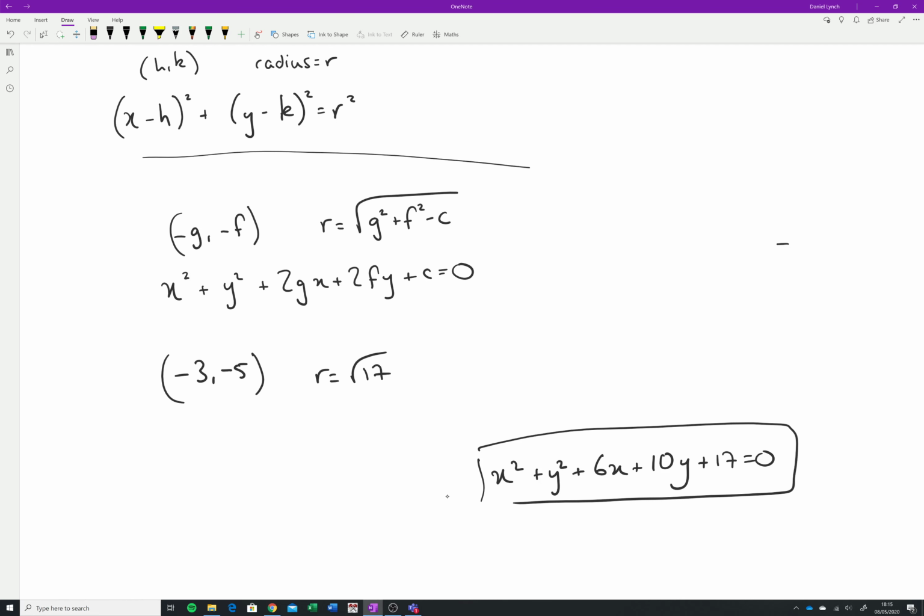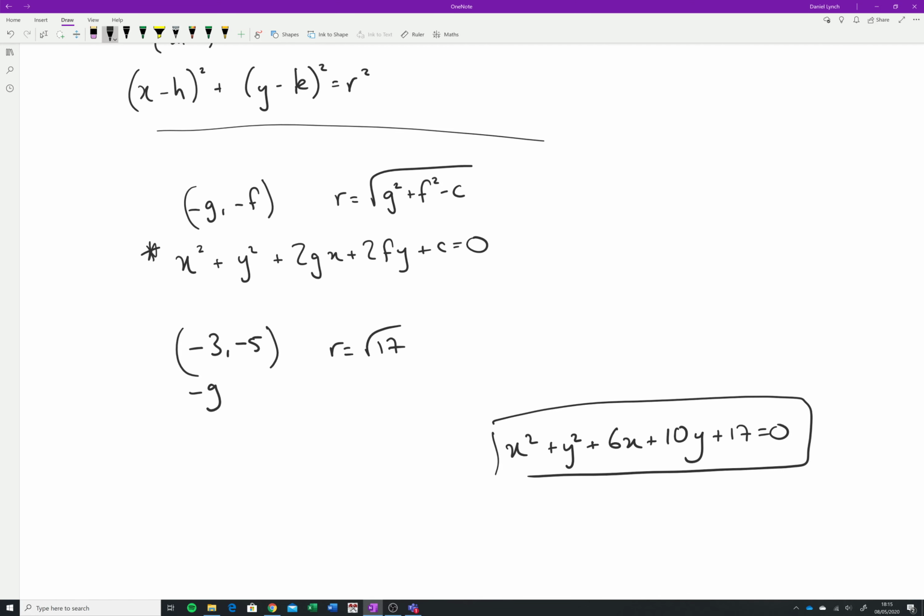Okay, here it goes. We know that this is the equation. I'm happy to tell you it's in the tables book. So this is minus g, and that is minus f. That's that bit, that's that bit. And the radius here is root 17. Or you can say that also root of g squared plus f squared minus c is equal to root 17. We can say that that is true also.